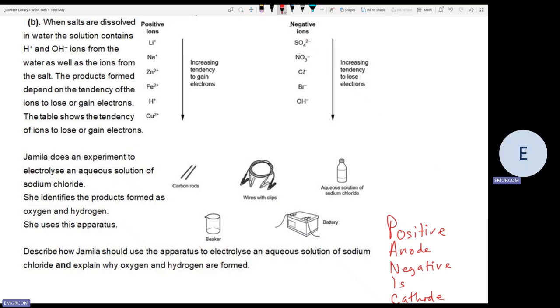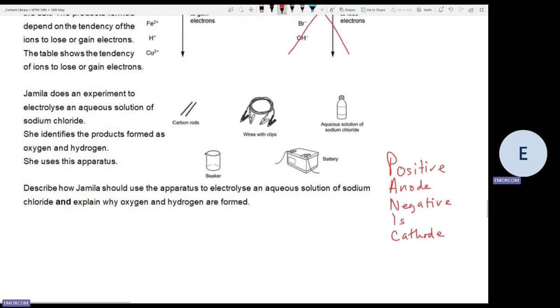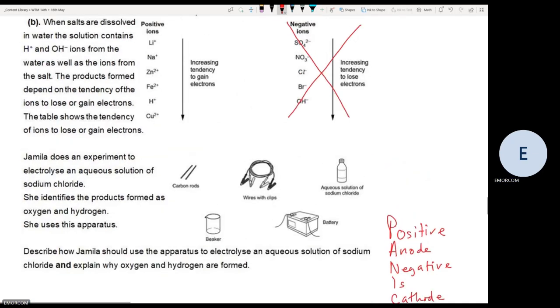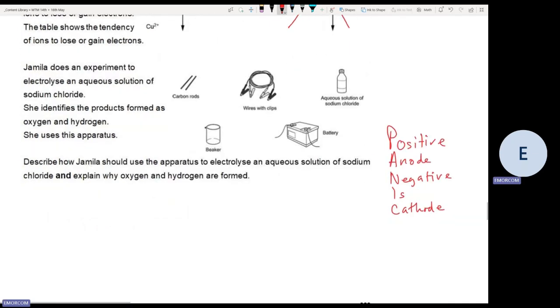Okay, part B. For this one, we're just going to make some adjustments based on what our exact specification says. So I want you to cross out this, and I want you to cross out where it says oxygen and write in chlorine, and again here write in chlorine.